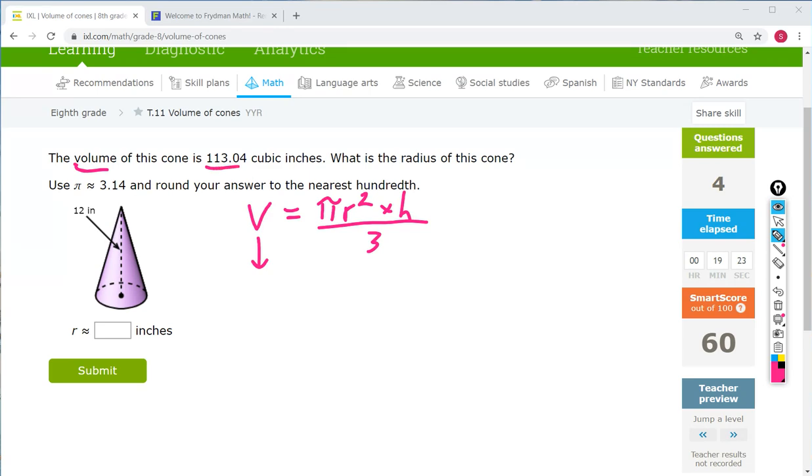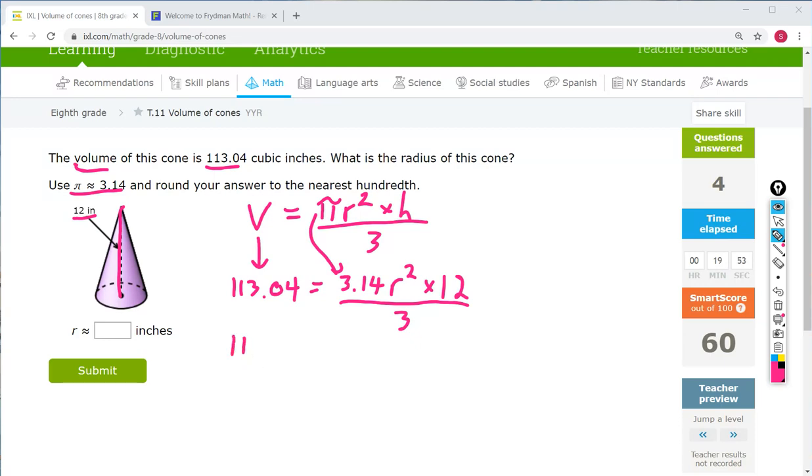We know that the volume is 113.04. We know that we're going to use 3.14 for pi. We don't know what the radius is, so we're going to have to keep that like that. We're going to multiply by the height, which is 12, and divide all of that by 3. So we have 113.04 well, okay. I went too far. So now let's solve this equation for r.